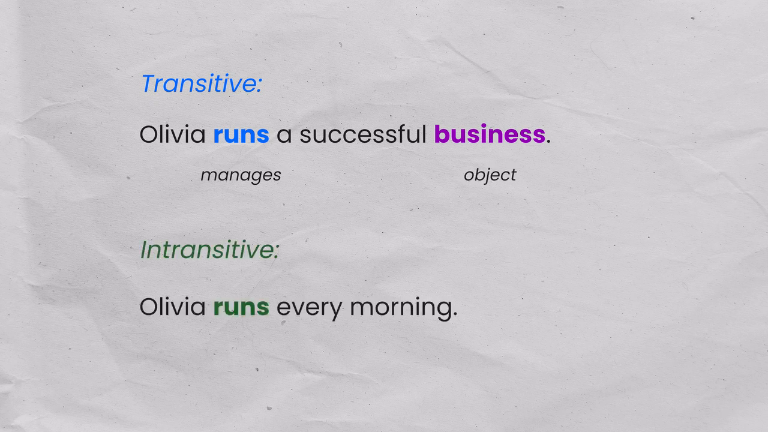Intransitive. Olivia runs every morning. Here, runs means moves quickly for exercise, and no object is needed. Here we can see that the verb run can be transitive when it is used in a business context and intransitive when it relates to exercise. The first one needs an object, in this case, a successful business, but the second one doesn't need an object. Olivia just runs.